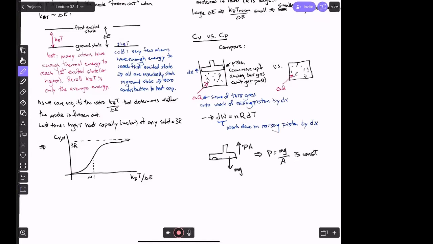But as we said last time, some of this heat goes into pushing the piston up, and some goes into heating up the gas. So we could write that as dq, a small amount of heat that we put in. Part of it goes into the work that we just calculated, pushing the piston up, and part of it goes into the thermal energy of the gas.